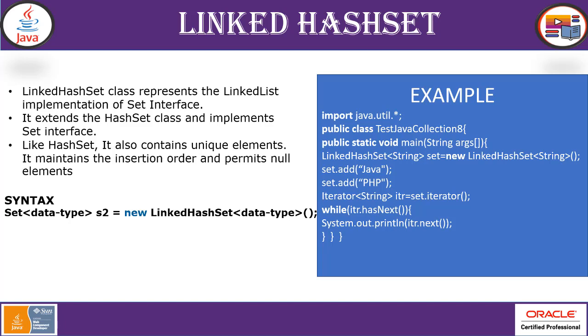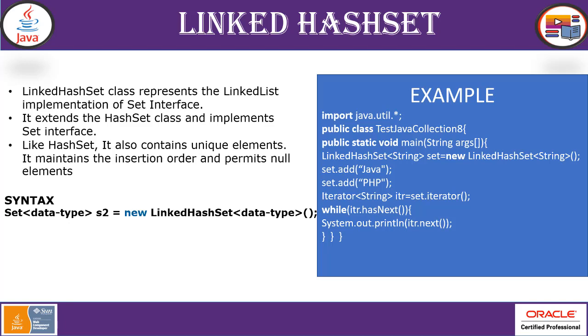So LinkedHashSet represents the linked list implementation. It extends the HashSet class and implements the Set interface. Just like HashSet, it also contains unique elements since it is a set type of interface class. So it supports the same behavior, that it has to be unique. It maintains the insertion order and permits a null element. That's the only difference from the other set interface classes: this permits the null element.